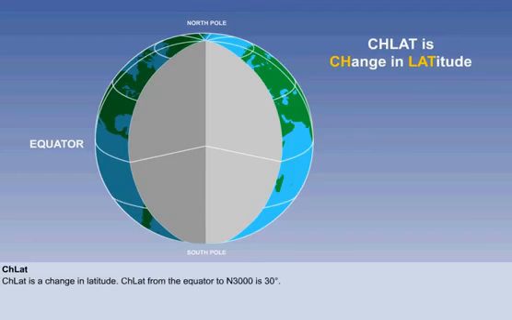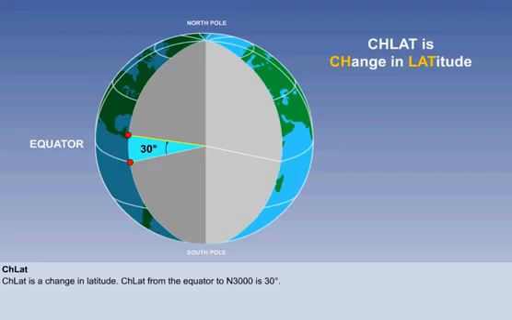If we were to move from the equator, north-south 0000, to north 3000, we would have travelled through 30 degrees of latitude. In other words, the ChLat would be 30 degrees. In this case, the direction would be north.